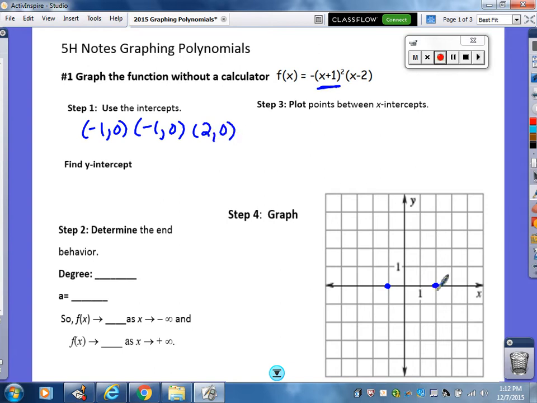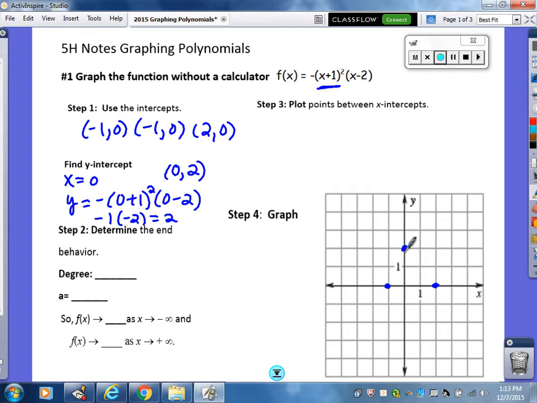Let's also find the y-intercept. For the y-intercept, you want to know when x is 0, what's y? So we'll plug in 0 for all of our x's. That's going to give us the opposite of 1 times -2, so that's a positive 2. So our y-intercept is (0, 2). As I find stuff, I'm graphing it.